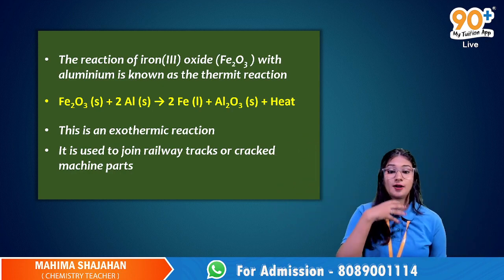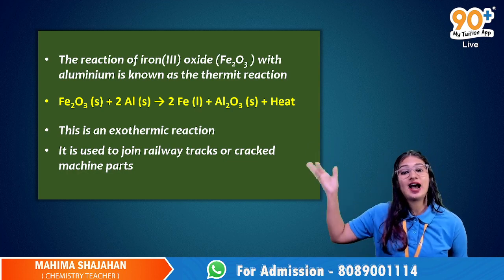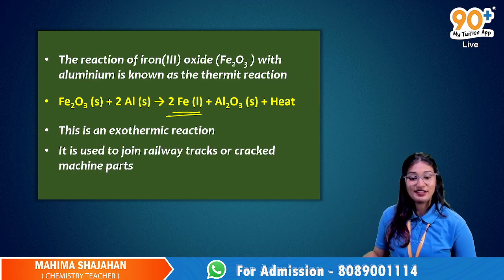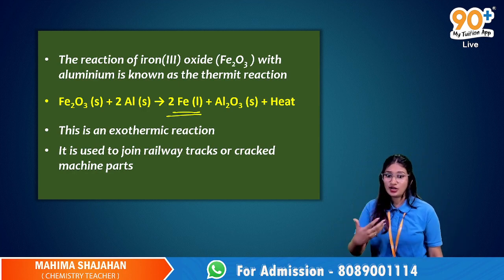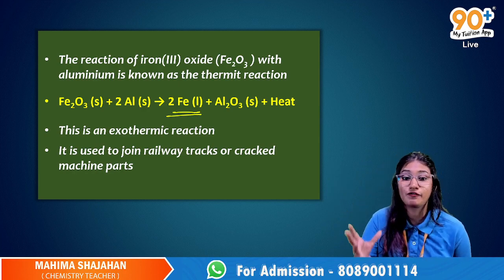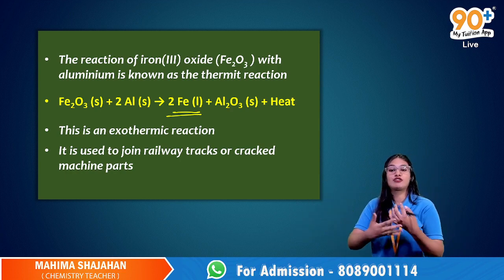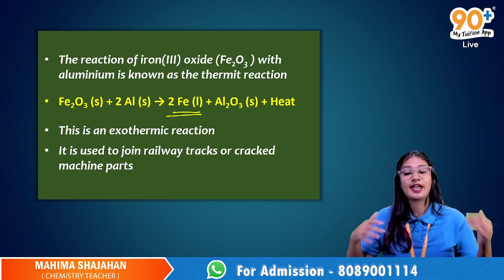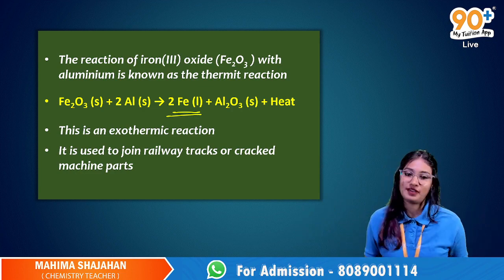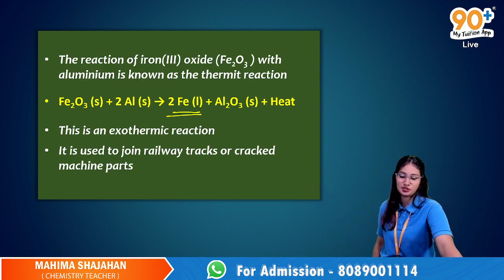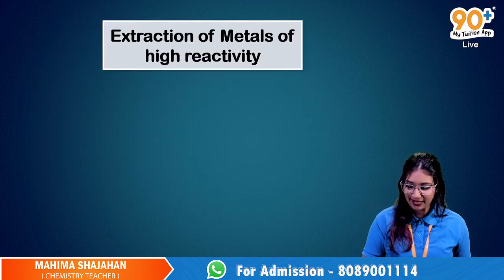The reaction is so violent that the iron formed here will be in its molten state. Now this reaction is used to join cracked machine parts and also to join railway tracks. Look, this is where we use this reaction. Alright, yes, that is it.